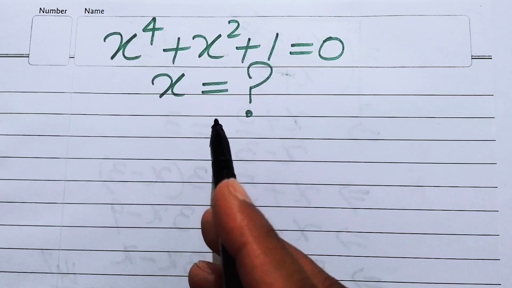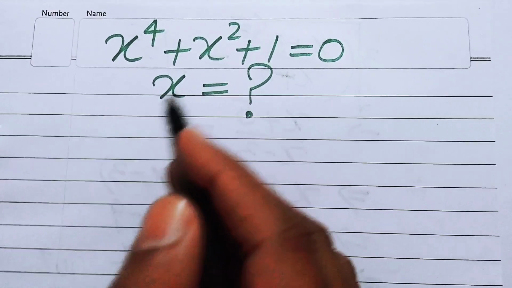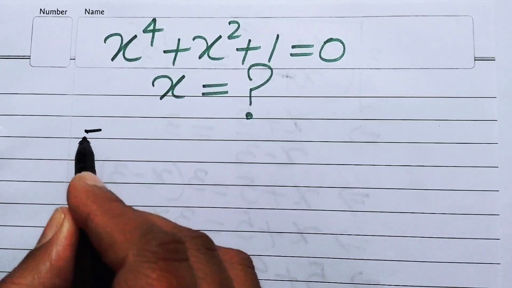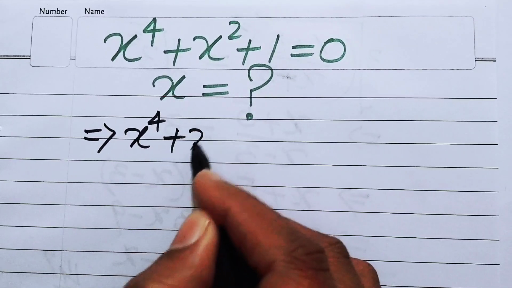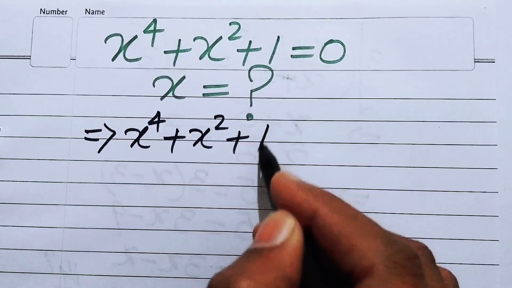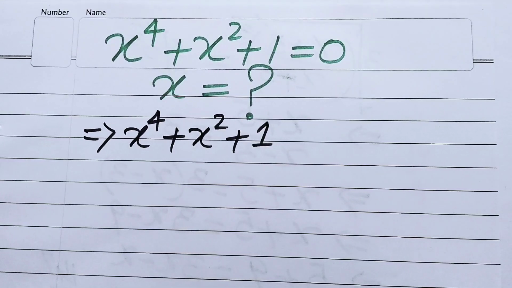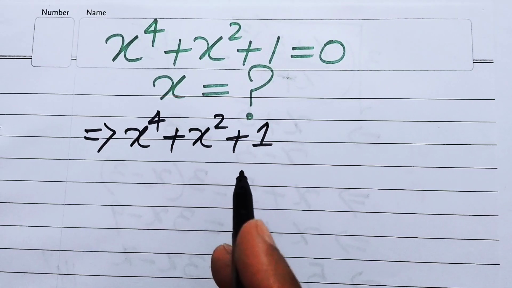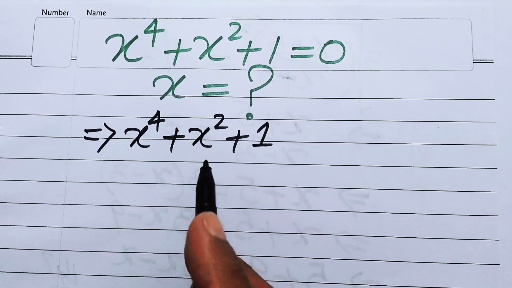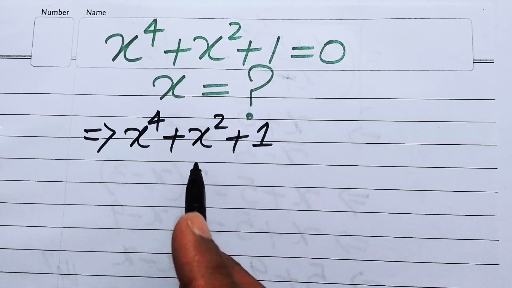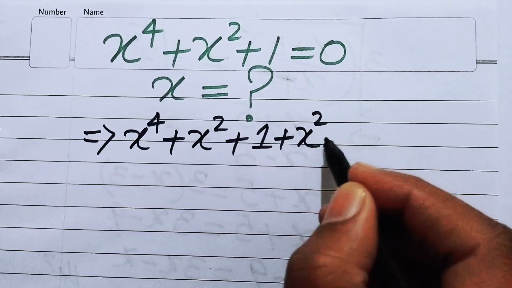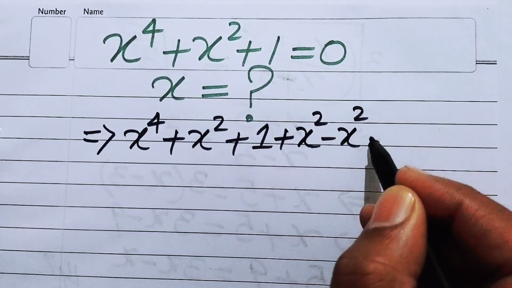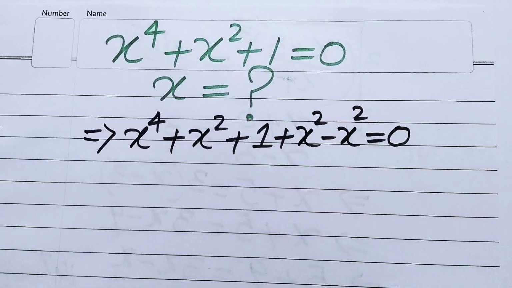The very first thing we are going to do is simplify the given equation and write it as x to the power of 4 plus x square plus 1, and here we add and subtract the term x square, because we need to take the factors of this equation. So in order to make the factors, we add x square and subtract x square, and this whole equation equals 0.